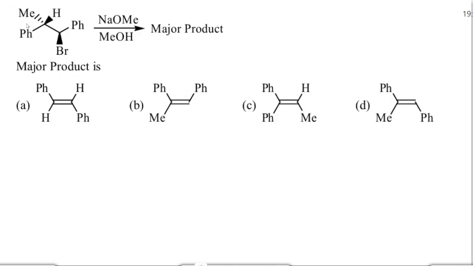What about this? Bromine is towards the observer. So this hydrogen should be away from the observer. Yes. Because it is towards the observer right now. Okay. So we have to rotate it in such a way that hydrogen is away from the observer. So phenyl comes on the same side. Okay. That's why B is the right option.